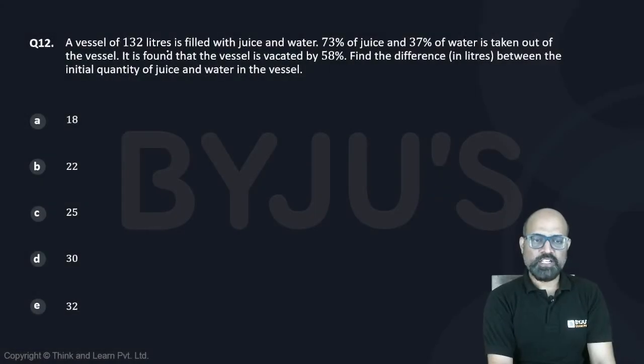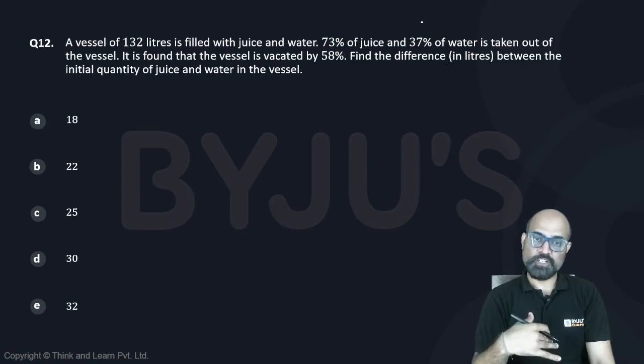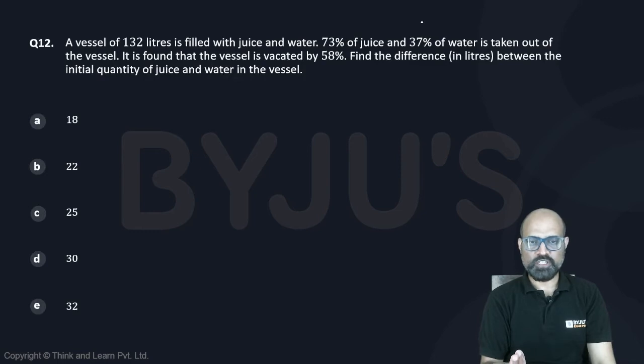A vessel of 132 liters is filled with juice and water. 73% of juice and 37% of water is taken out of the vessel. It is found that the vessel is vacated by 58%. Find the difference between the initial quantity of juice and water in the vessel.